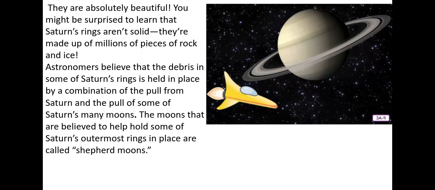They are absolutely beautiful. You might be surprised to learn that Saturn's rings aren't solid. They're made up of millions of pieces of rock and ice. Astronomers believe that the debris in some of Saturn's rings is held in place by a combination of the pull from Saturn and the pull of some of Saturn's many moons. The moons that are believed to help hold some of Saturn's outermost rings in place are called shepherd moons.